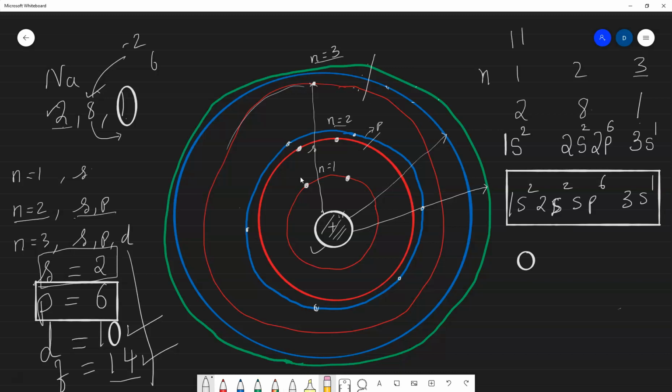Take one more example now. So we'll take chlorine as an example. Chlorine has got 17 electrons. So at the GCSE level you write this as 2, 8 and 7. This is in the first shell, this is the second shell, this is in the third shell.